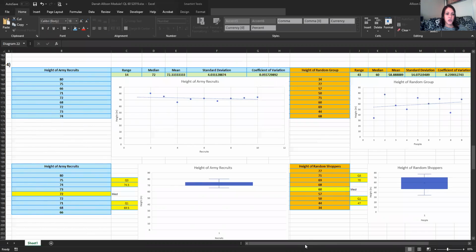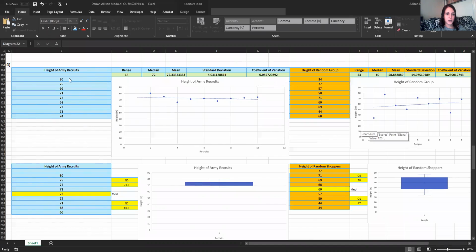Okay, so for section 4, it's showing us these surveys taken of height of Army recruits versus the height of a random group of shoppers. This one, I actually ended up calling one of the scientists that I work with to help explain to me coefficient of variation because I did not understand it. I think I understand it now. I hope my understanding of it is the accurate understanding of it. If not, I would love it if somebody would explain it to me better. But I think I've got it.